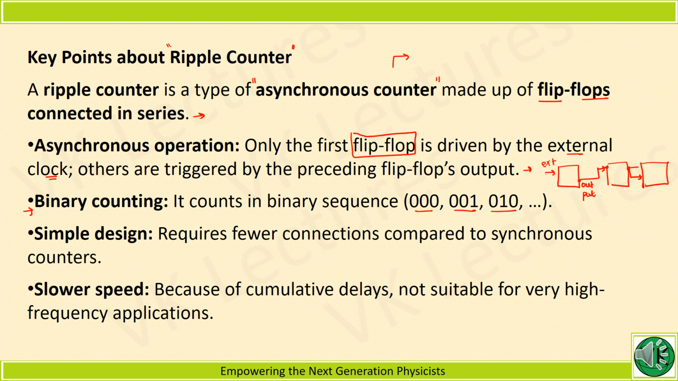Now compared to the synchronous counter, the design of the asynchronous counter, or the ripple counter, is simpler, which requires fewer connections. But the speed is slower because it has cumulative delays, so it is not suitable for very high frequency applications. It is suitable only for low frequency applications.